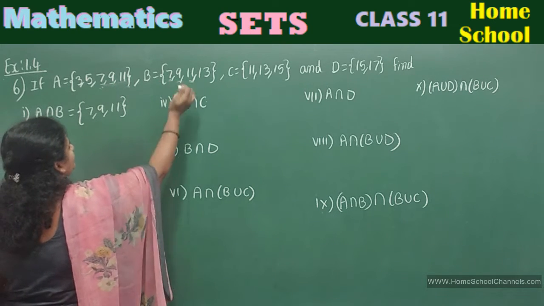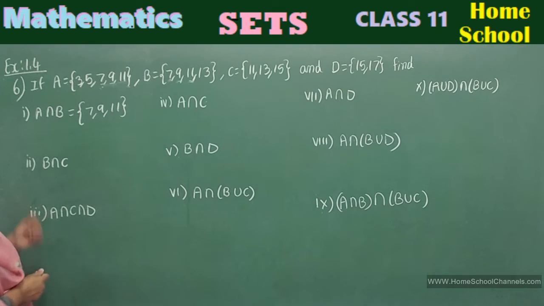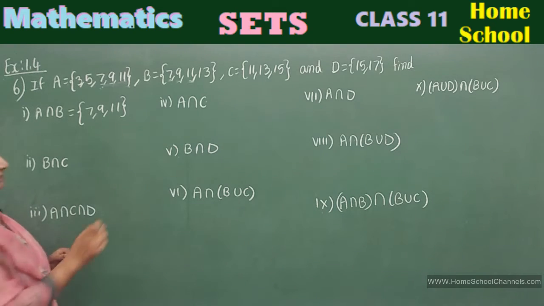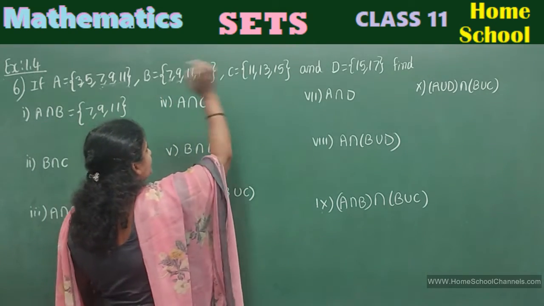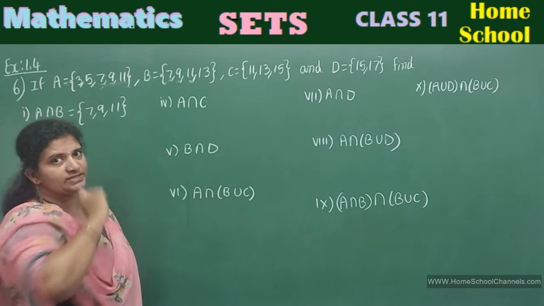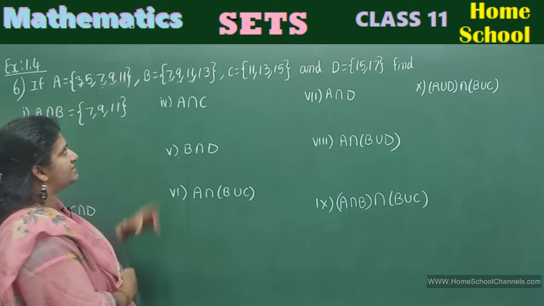That's it. See the next one. B intersection C. B set and C set. In these two sets, what are the common elements?